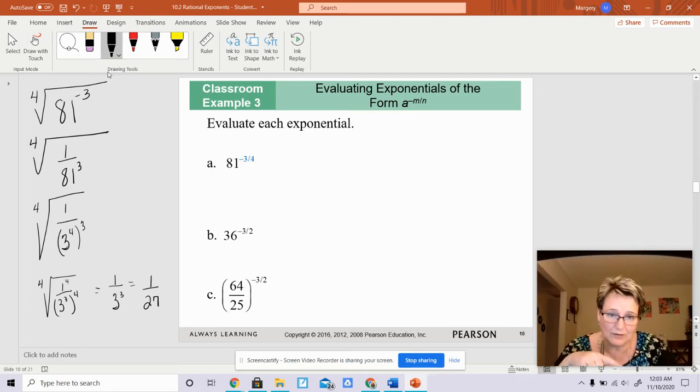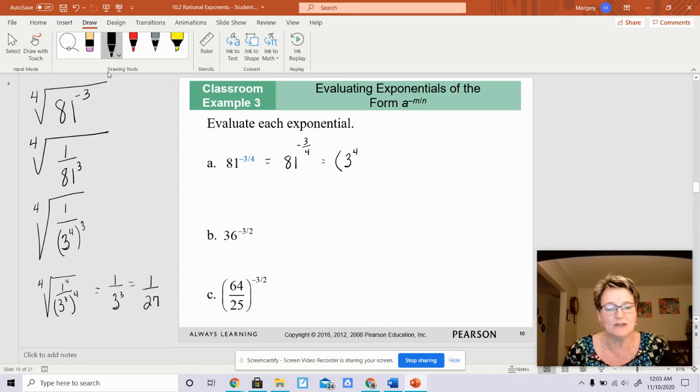Now, that is a lot of work. Let me show you what would be an easier way to do this problem. Well, first of all, I have 81 to the negative 3/4. Now, remember, the number 81, I can do so many things with it. I can break it down to 9 squared. I can break it down to 3 to the fourth if I want to, and that's what I'm going to do. I'm going to break it down to the smallest numbers I can.